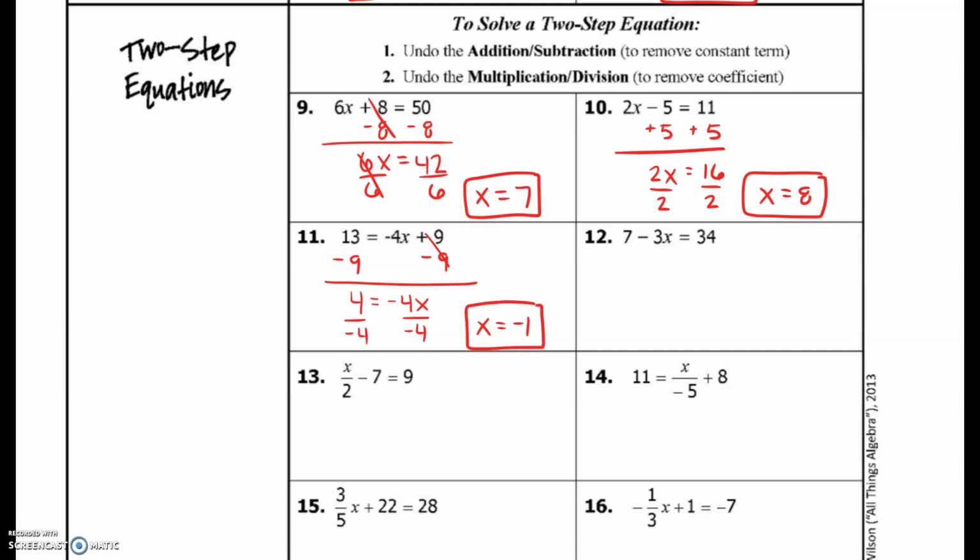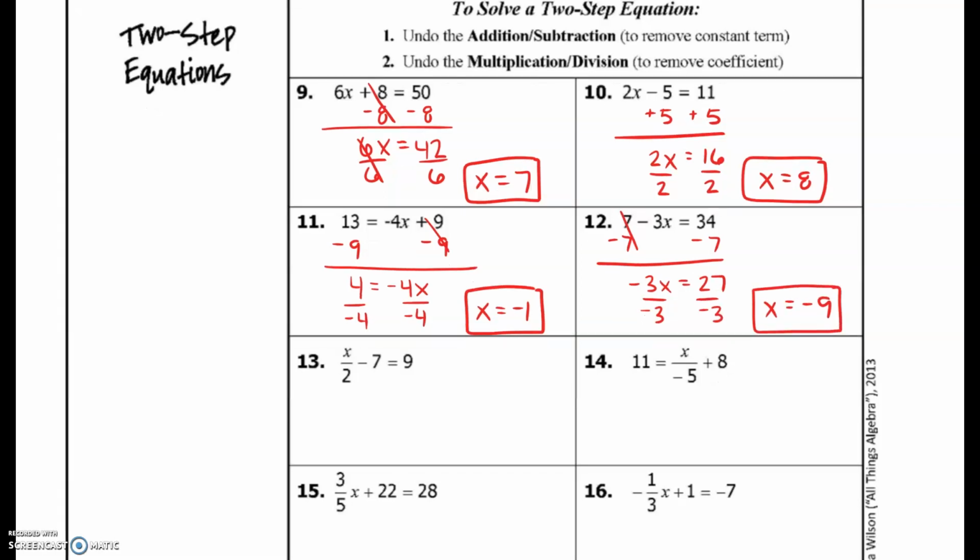For number 12, you will notice that you have a positive 7. Please be careful, the negative or minus sign is actually with the 3. So in order to get rid of a positive 7, we will need to subtract that from both sides. The result here is negative 3x equals 27. And when we divide both sides by negative 3, x will equal negative 9.